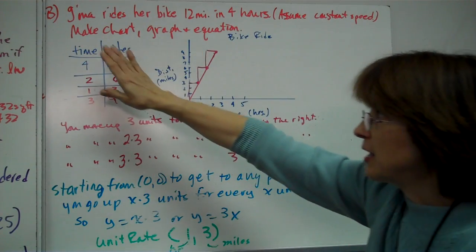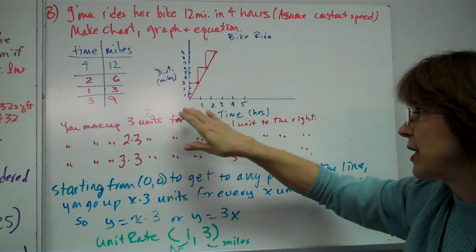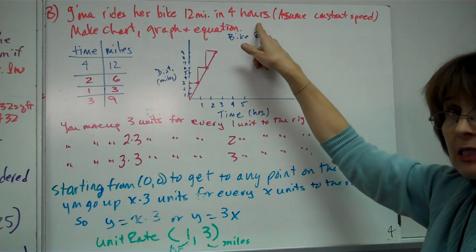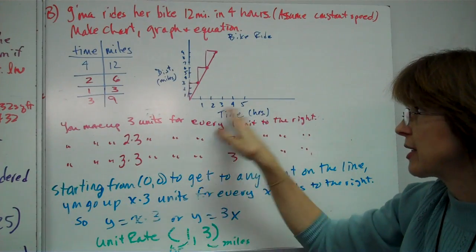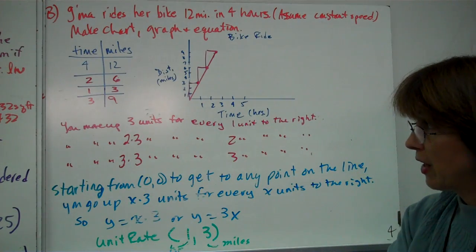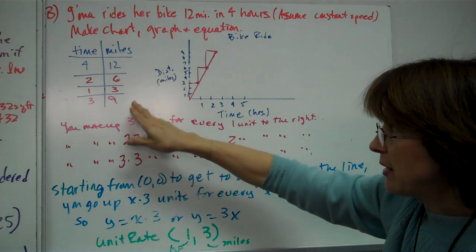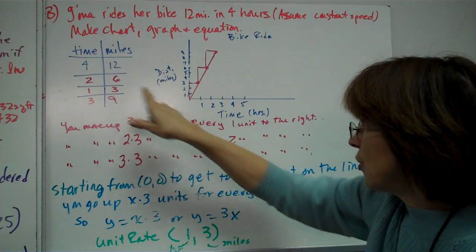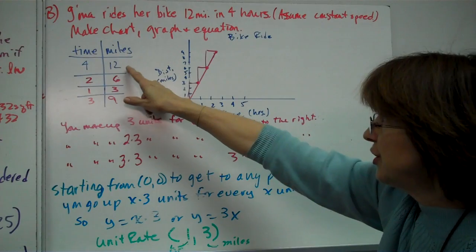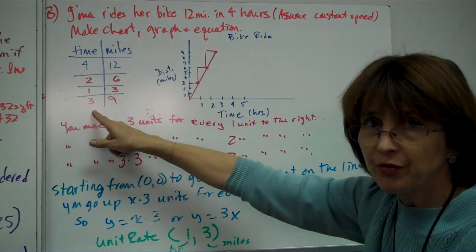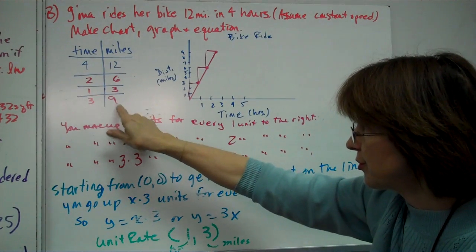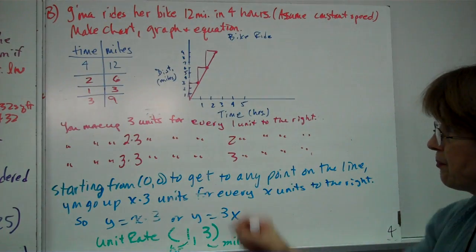All right, chart's easy. You got the time. Usually time will always be your x value, even though we mentioned the time second. We're going to usually put it first because time in general is always going to be your x-axis, and we'll talk about that another day, why that is true. And then you have the miles. So in 4 hours, she did 12 miles, and then you get to break it down, take half and half, and then half again, and then I just went ahead and got 3 because I missed a 3.